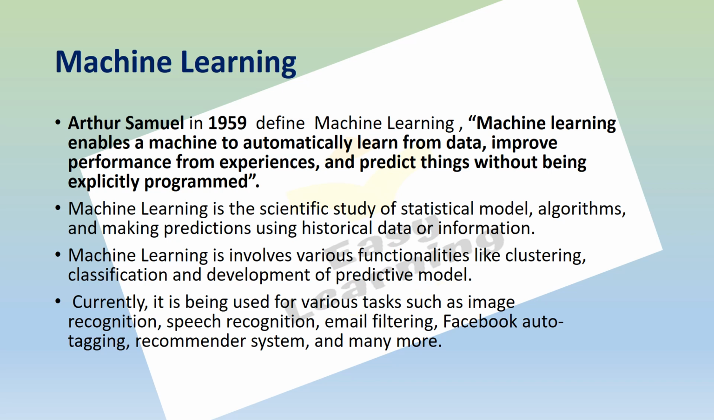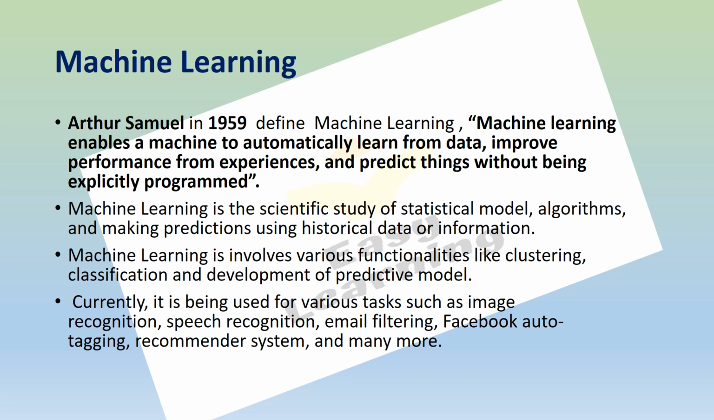आगे क्या है कि machine learning is a scientific study of statistical model algorithms and making predictions using historical data or information. तो machine learning का काम क्या है कि यहाँ पे हम statistical model algorithm के यूज से हिस्टोरिकल डाटा और इन्फॉर्मेशन से प्रिडिक्शन बना रहे हैं और डिसीजन ले रहे हैं. उसके बाद प्रिडिक्शन करने के बाद we will take the decision on that.